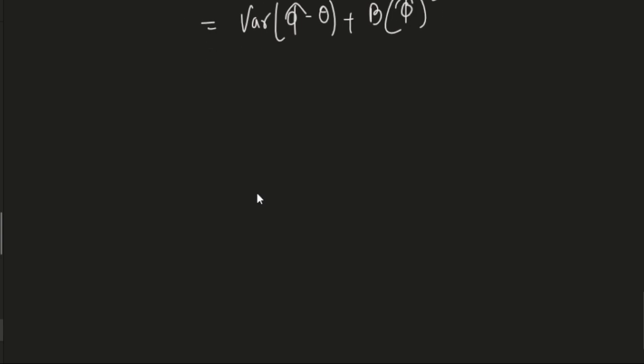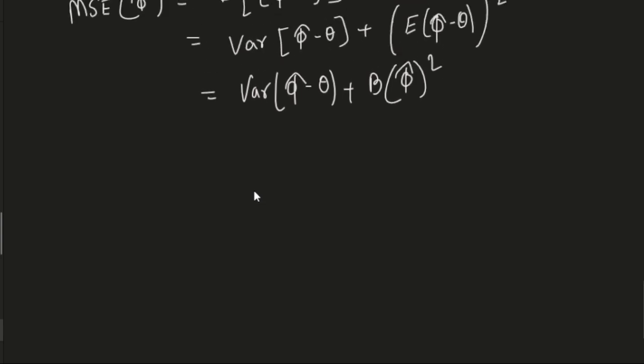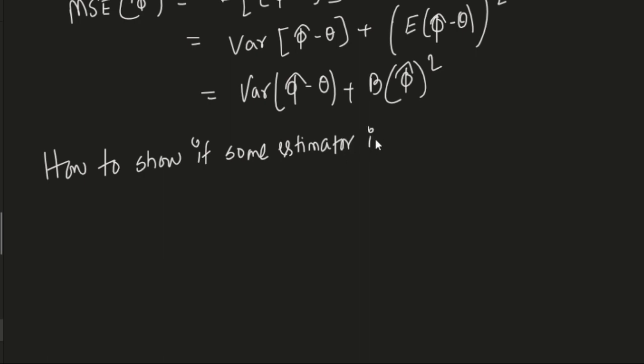Now, here comes an important property of showing something is a consistent estimator. So our topic is how to show if some estimator is consistent, right?